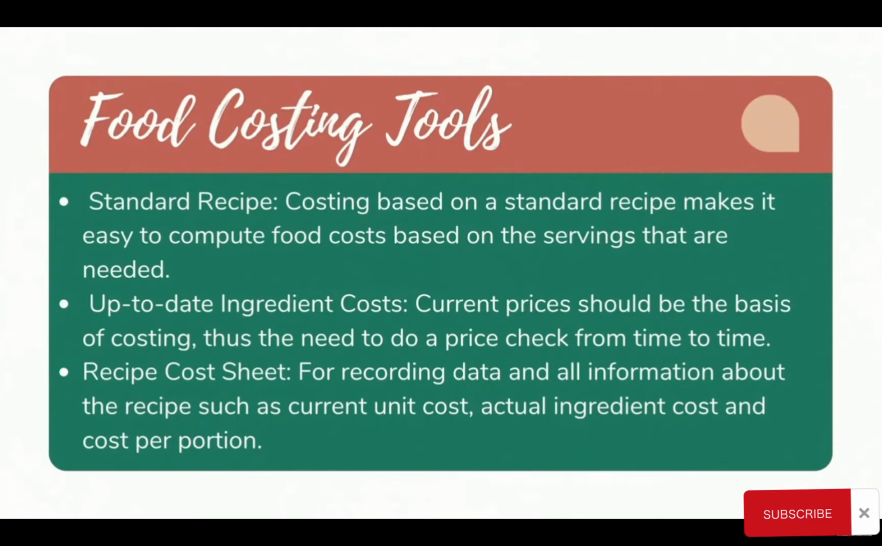Food costing tools. Standard recipe: costing based on a standard recipe makes it easy to compute food cost based on the servings that are needed. Up-to-date ingredient cost: current prices should be the basis of costing, thus the need to do a price check from time to time. Recipe cost sheet: for recording data and all information about the recipe, such as current unit cost, actual ingredient cost, and cost per portion.